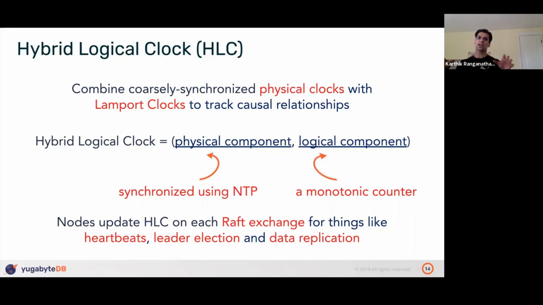And this clock is exchanged on every heartbeat, right? So every single heartbeat would exchange your hybrid logical clock time, and 2 nodes would compare their clock, and the node with the bigger clock would impose that physical time on the node with the smaller clock.